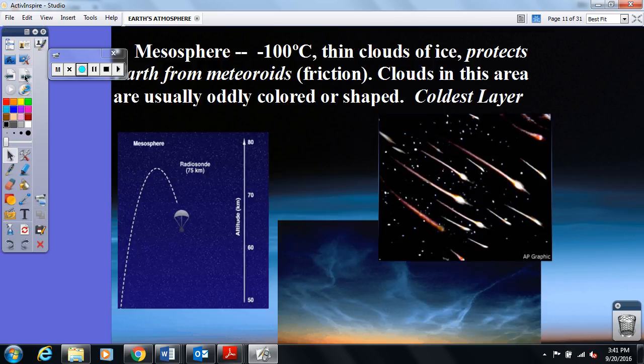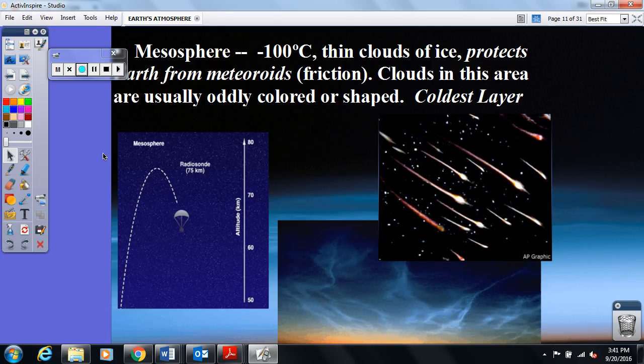Okay, the mesosphere is the next layer up. I always remember that the mesosphere has meteoroids right here. They're like shooting stars. It's negative 100 degrees Celsius. You have very thin clouds of ice that you can see in this picture down here. You can only see those at sunrise or sunset.